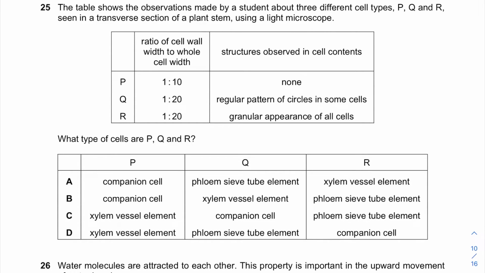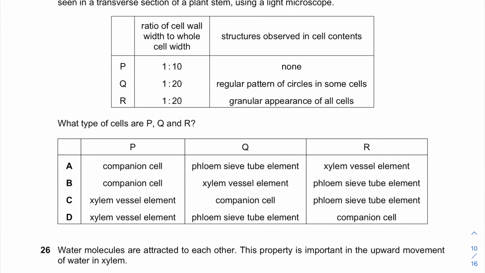Let's look at the different options that we have. So we have the companion cell, which is a living cell beside the phloem tissue. And also we have our xylem. So xylem are dead fibres. So always remember that. Since they are dead, the ratio of cell wall width to the whole cell width would be much lesser.